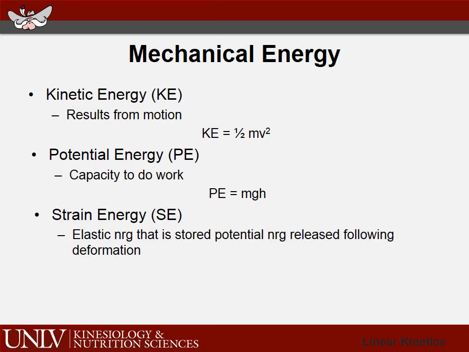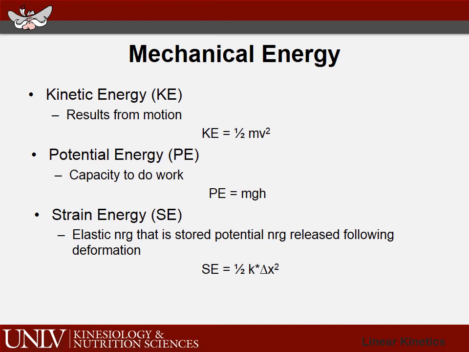And the third and final is strain energy. Strain energy is elastic energy that is stored, potential energy, and then released following deformation. Strain energy comes into play a lot with running. You consider during ground contact time some strain energy in the system, especially in the ligaments and tendons and some muscles, and you're going to rebound and restore that strain energy during push off of the system. So it's 1/2 k, which is a spring constant, times delta x, a change in position or change in length of the spring system, squared.